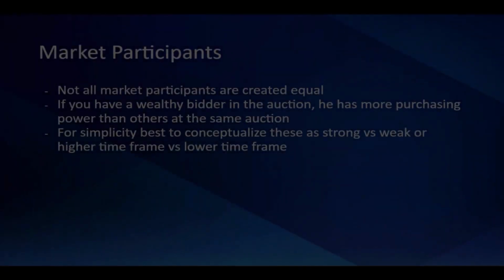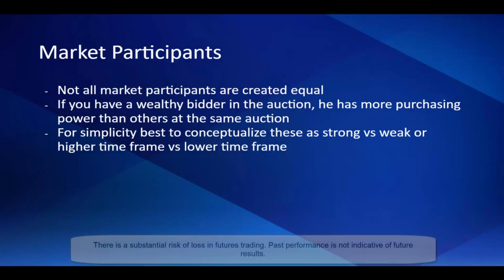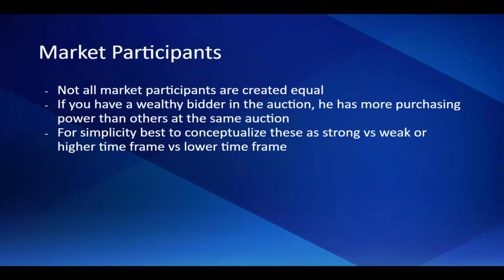So the last piece of theory, I'll call it, that we should understand when we're thinking about absorption is the different type of market participants that are active. So not all market participants are created equal and will have more of an effect on the auctioning process that's occurring in the market. So if, going back to the last slide, you have an extremely wealthy bidder at an auction, he has much more purchasing power than others at the same auction. So that sort of bidder will have more weight and will be calmer generally and will have more buying power, essentially.